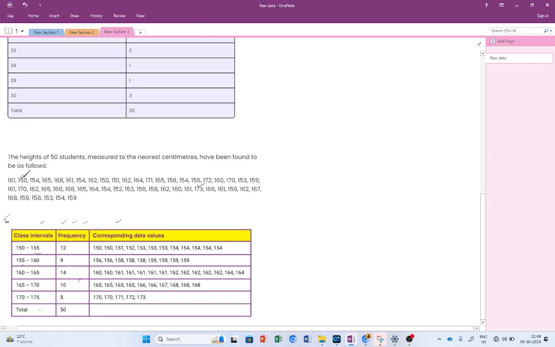So there are three types of data, and for each data type you have a different way of representing the mean, median and mode.